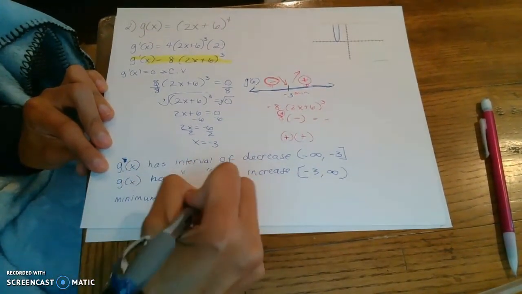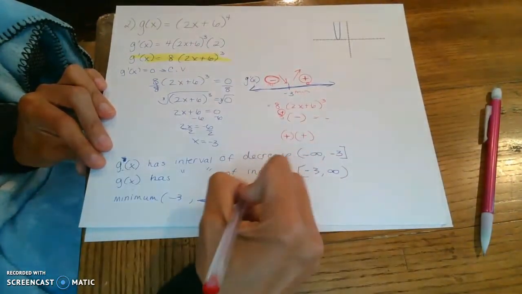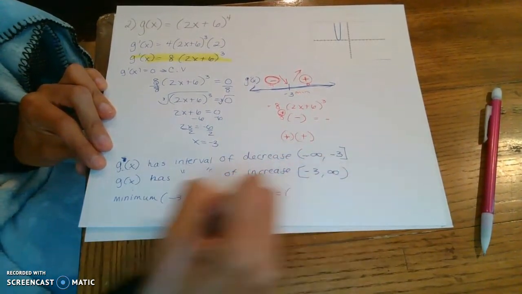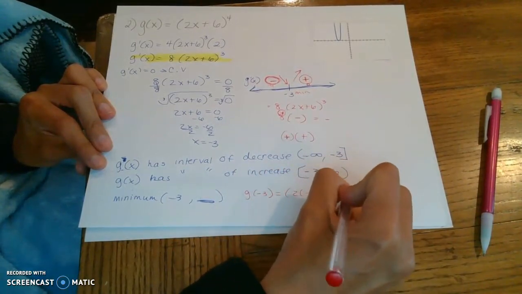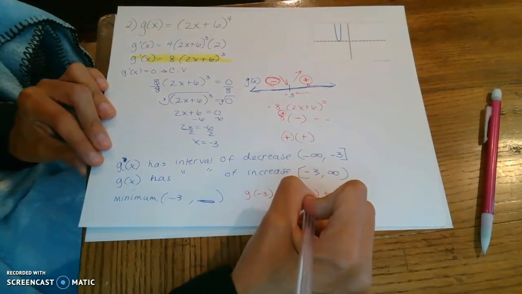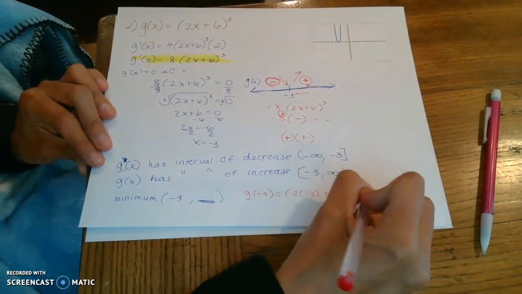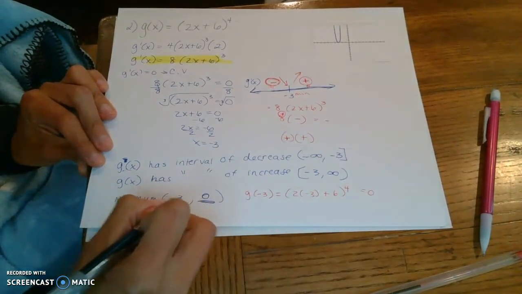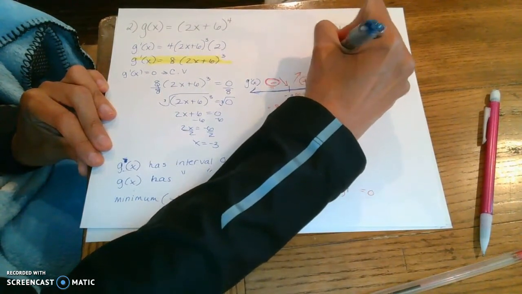at negative 3, comma, how do I find that y value? I have to go back to the original function, g of, and I want to plug in negative 3 to find that y value. 2 times negative 3 plus 6 raised to the 4th power, and I'm going to get 2 times negative 3 is negative 6. Negative 6 plus 6 is 0. 0 to the 4th power is 0. So this minimum is occurring at (-3, 0), which I did confirm by my picture that is a minimum.